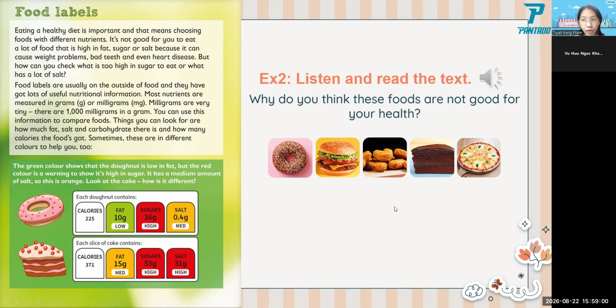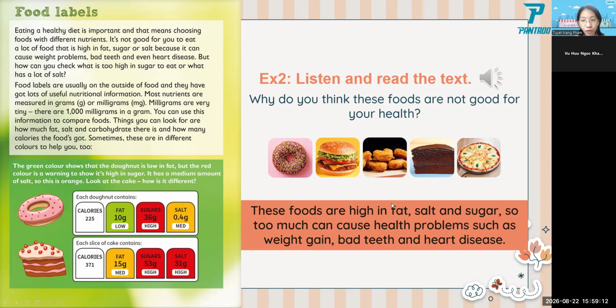Okay, and you answered this question already? Because you think it's too sweet and oily. These foods are high in fat, salt, and sugar. So too much can cause health problems such as weight gain, bad teeth, and heart disease. Okay.